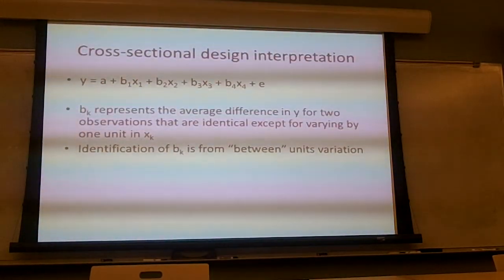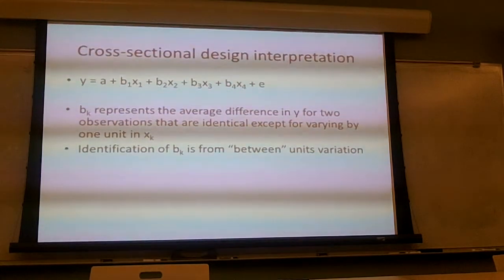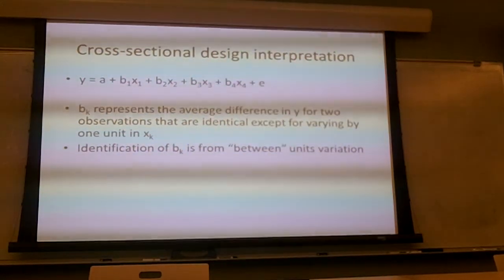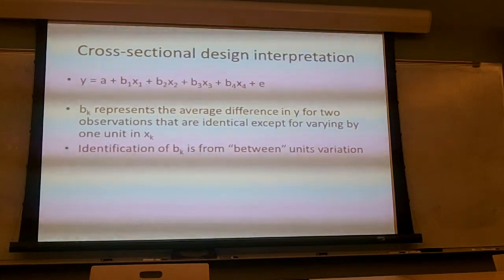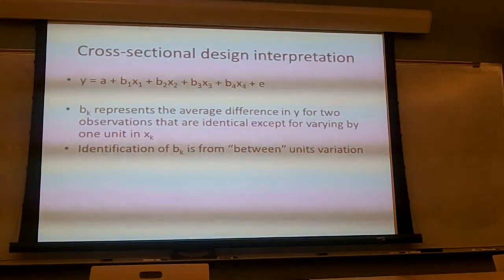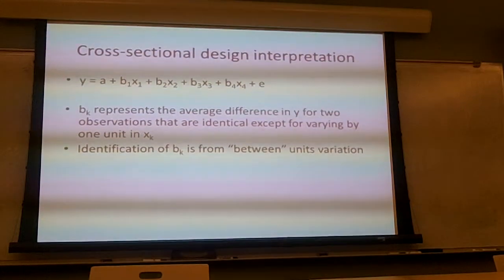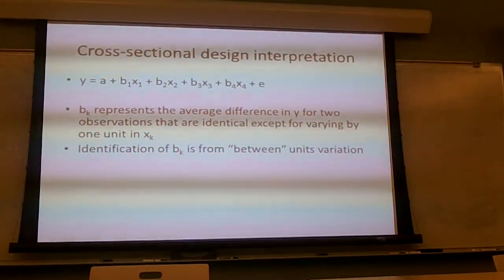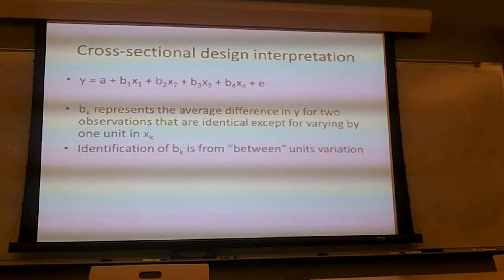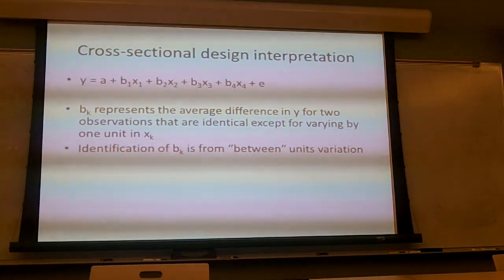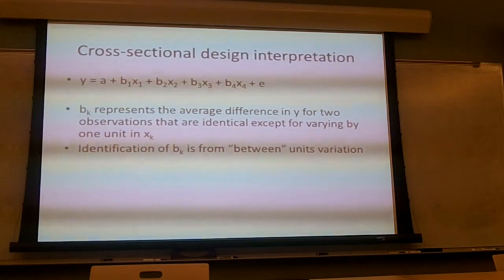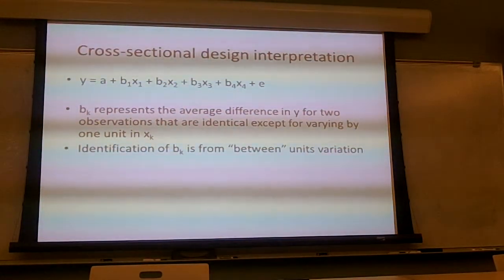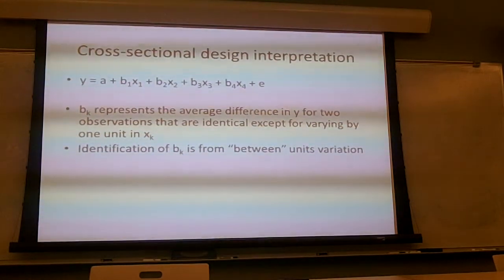So let's rewind a little bit and go back to our cross-sectional design. So imagine we have a simple cross-sectional model. We have an outcome y. It's a linear function of four covariates, x1, x2, x3, x4. And so we're saying that y is equal to an intercept plus the product of each coefficient and its covariate summed across plus some error term. In this case, any coefficient, b sub k, represents the average difference in the outcome y for two observations that are identical except for varying by 1 unit x.